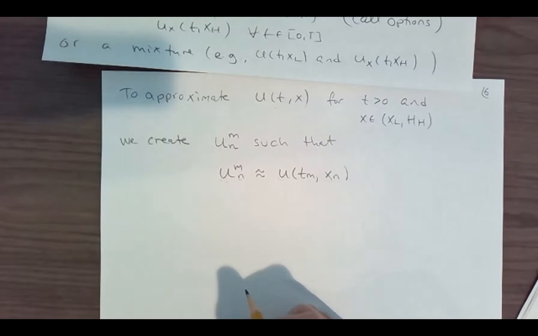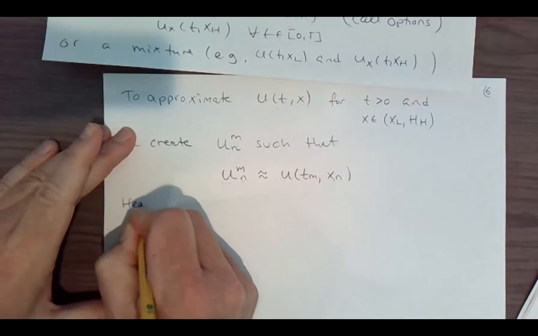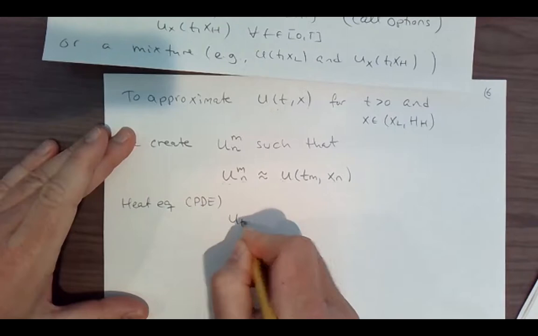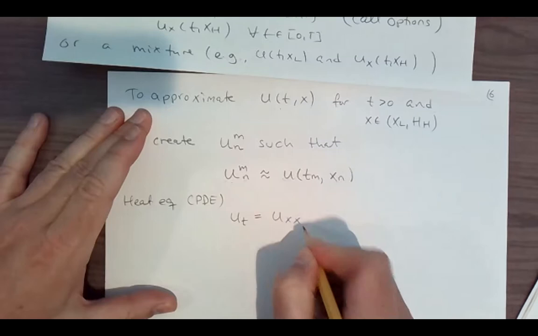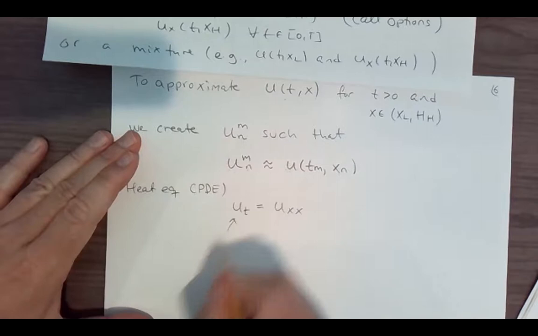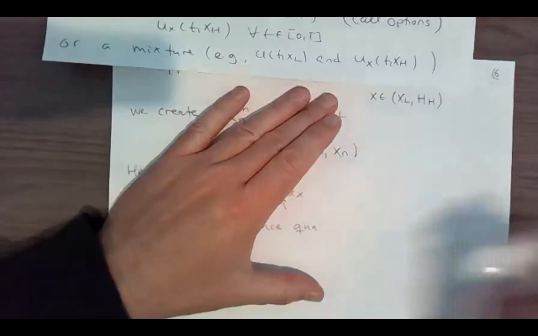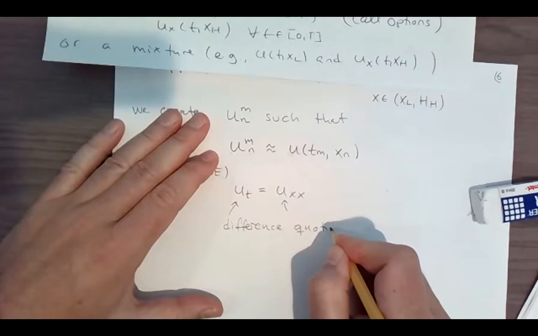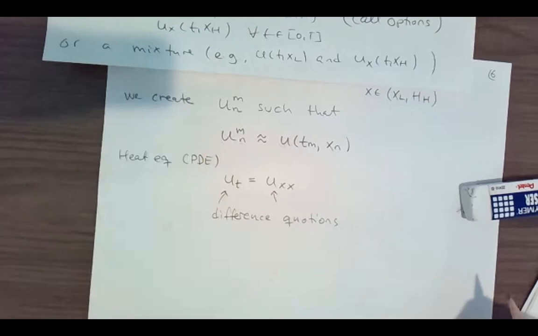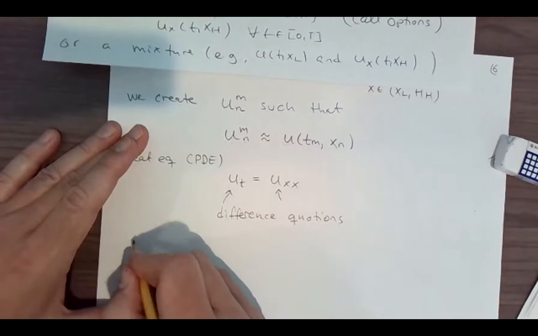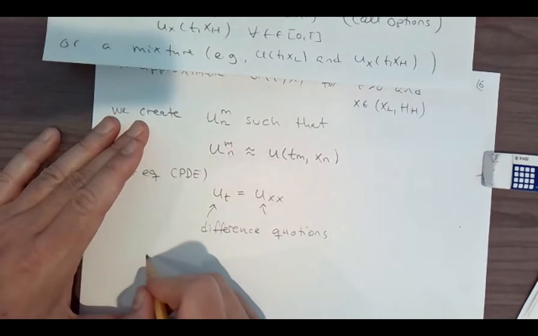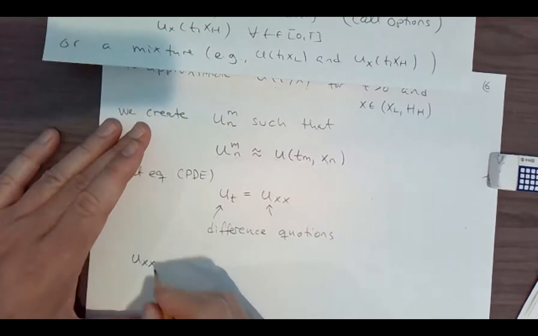And so how do we do it? Well, we have our heat equation. This is the PDE we were talking about. So we have that U_t, the actual solution, is equal to U_xx. We replace these things here by difference quotients. Difference quotients. So we'll think about U_xx as being U_xx approximated at t_m and x_n.